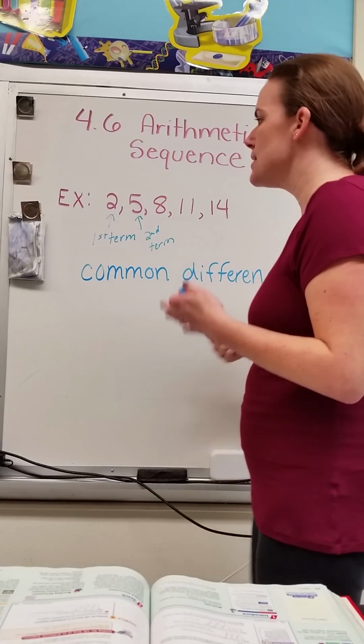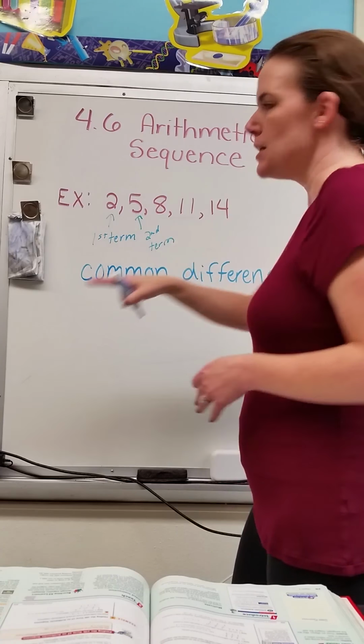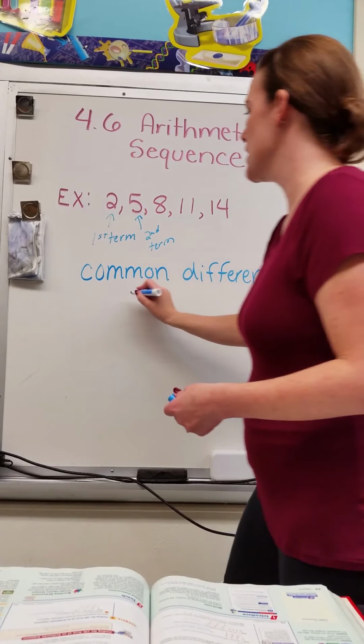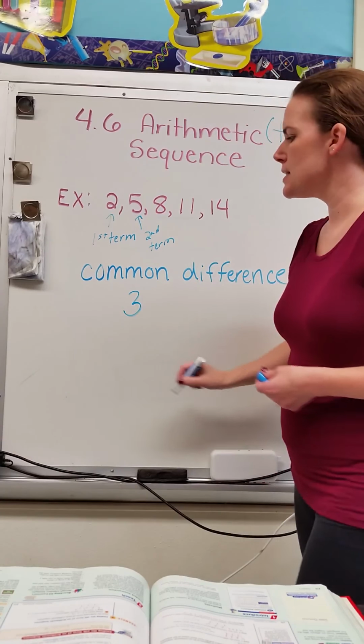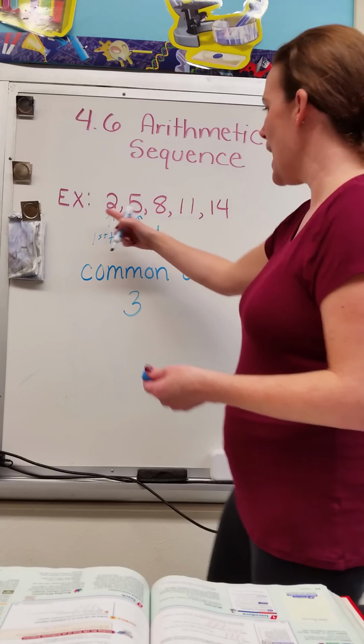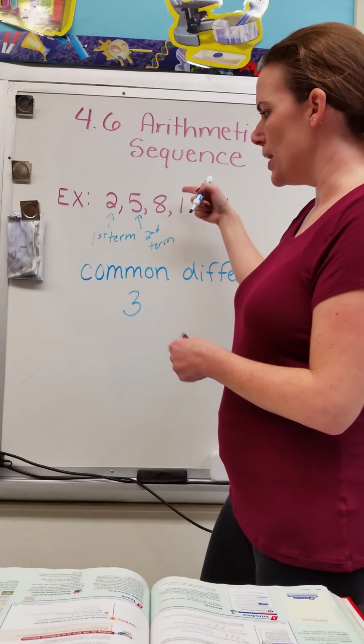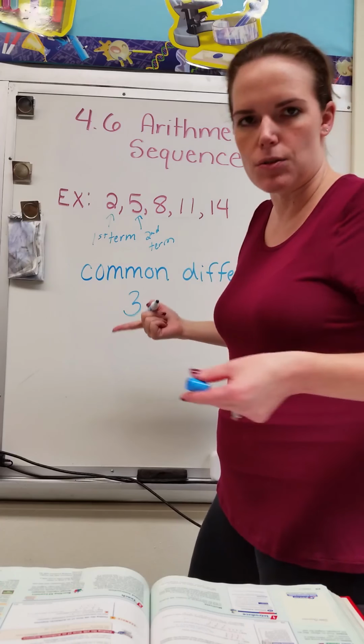So in this example, this is just a quick arithmetic sequence I made up. You can see that my common difference is going to be 3. And it's a positive 3 because we're adding 3 each time. So this would be an arithmetic sequence. The common difference is 3.